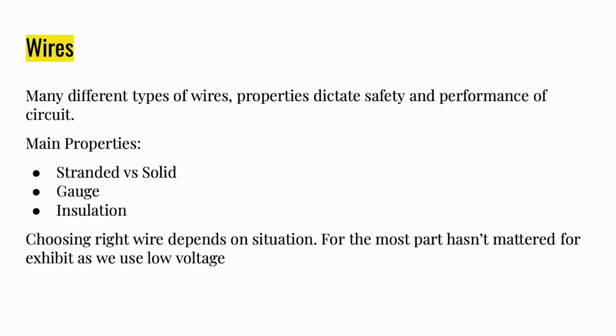Moving on, wires are obviously a very important part of any circuit. There are many different types of wires, and their properties, as well as the environment they are used in, dictate the safety and performance of a circuit. The main properties I'll be going over are stranded versus solid wires, the gauge of a wire, and its insulation.